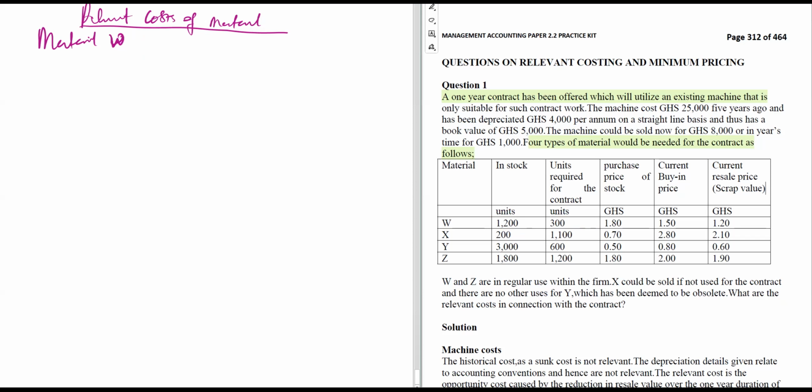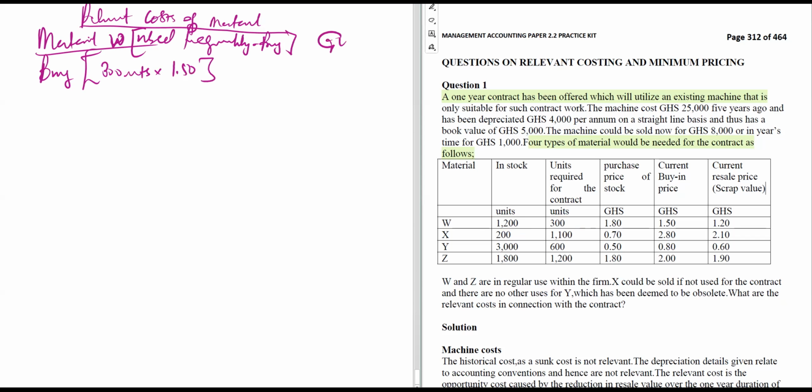Material is used frequently, so we'll buy. We will use frequently, right? So we buy. How much do we buy? We buy at 1 cedi 50 pesewas. So we need 300 units at the current buy-in price, 1 cedi 50 pesewas. Okay, that gives us what? That's 300 by 1.5, 150. That's 450 cedis. Then we have material what?